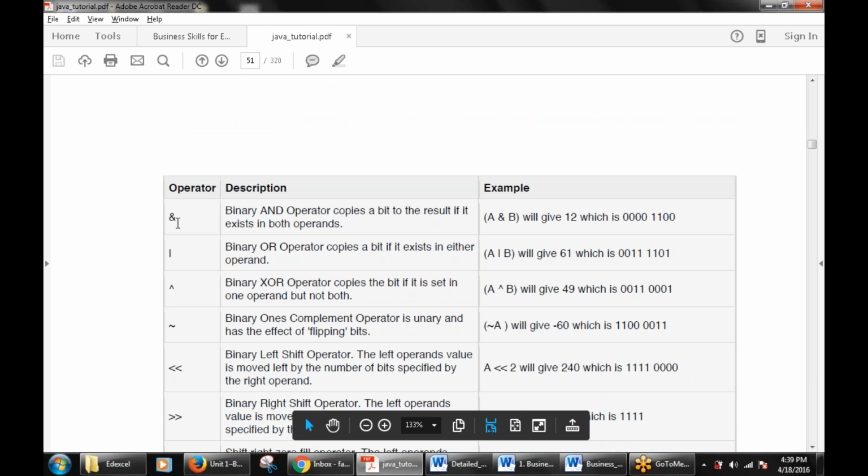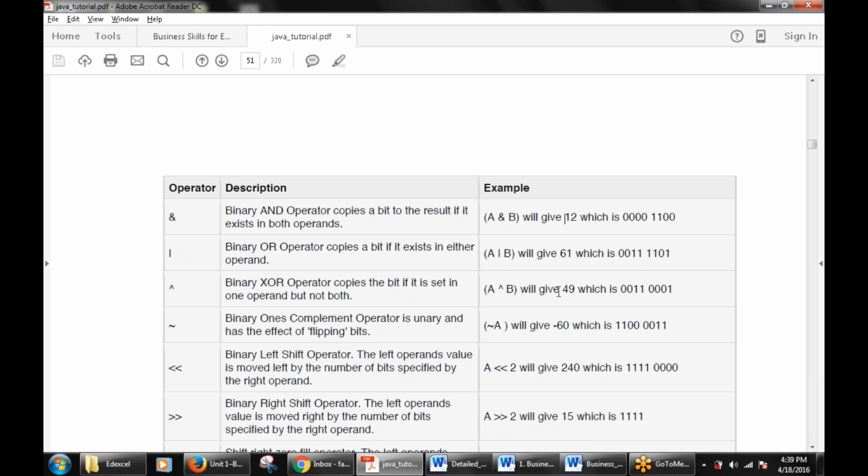So the first operator that is used is the binary AND operator that also works on the bits. So this is A and B, that gives the value as 12, which is 0, 0, 0, 0, 1, 1, 0, 0. Then next is A or B, that gives the 61, which is 0, 0, 1, 1, 1, 1, 0, 1. Then binary XOR, that takes the value as 49, which is 0, 0, 1, 1, 0, 0, 0, 1.